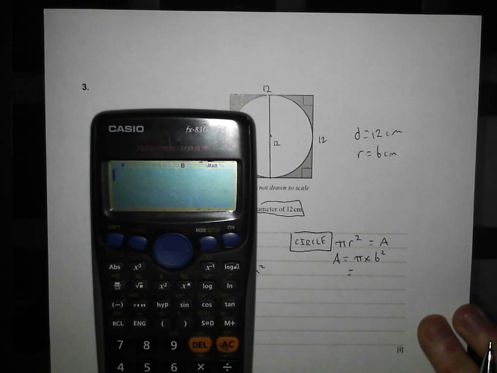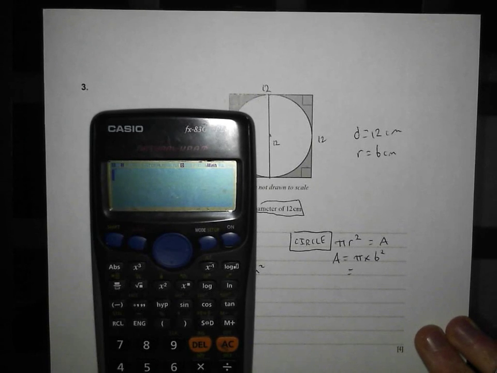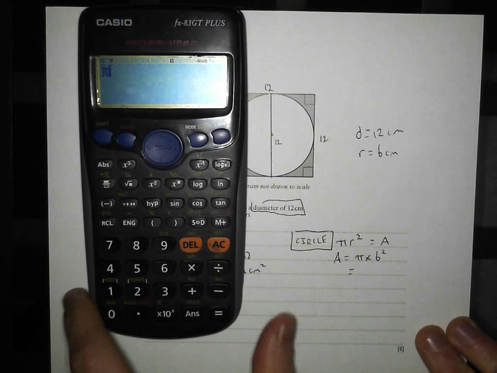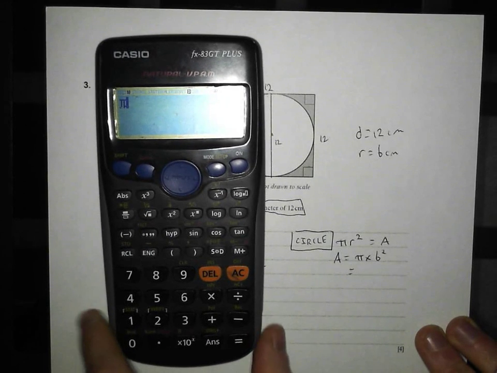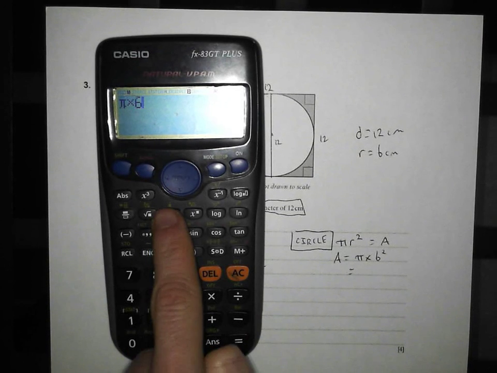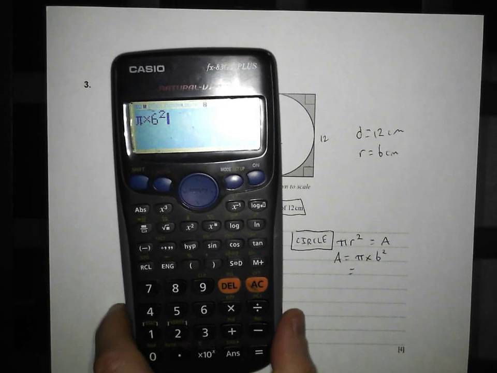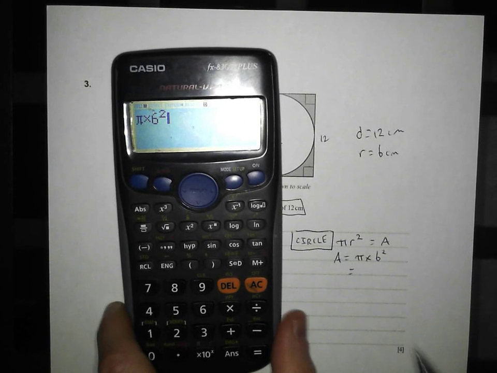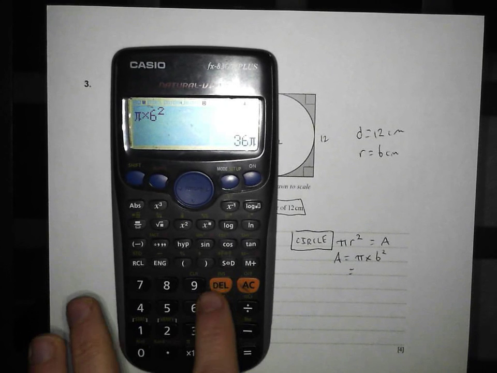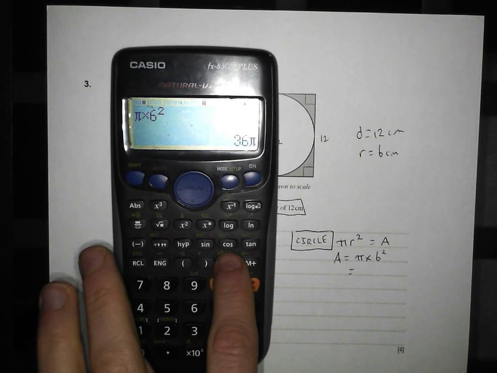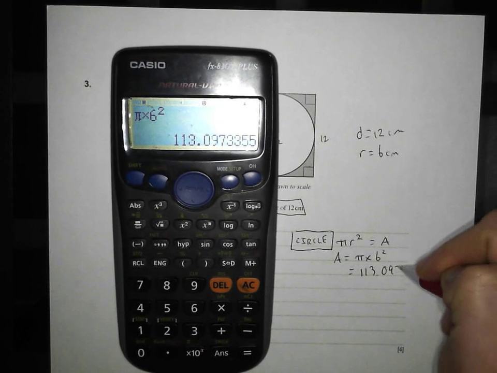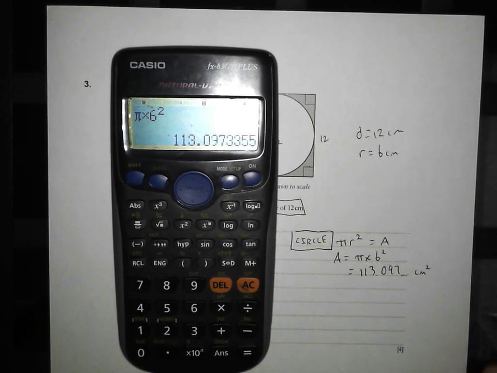So, let's bang it in. Pi is down here. Shift, and then on my calculator, it's that button there. That gets me my pi. And I times it by my radius, which is 6, and then I'm going to press my little squared button there. And then always check it looks exactly the same as what you've written down. Press equals, and it tells me it's 36 pi, but I want the actual decimal, so I'm going to press my SD button, and that tells me it's 113.097... centimetres squared.